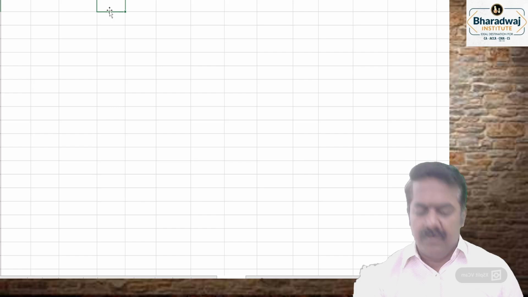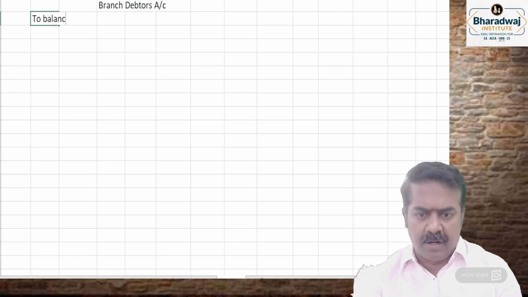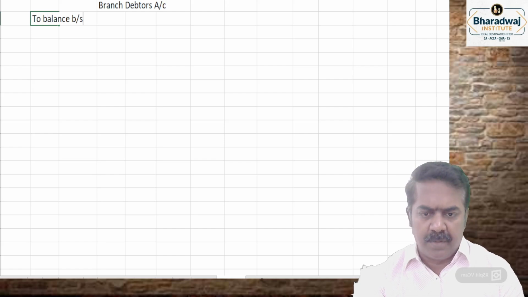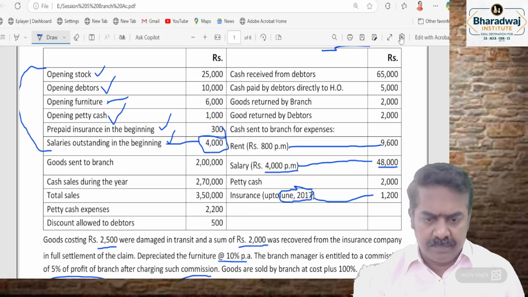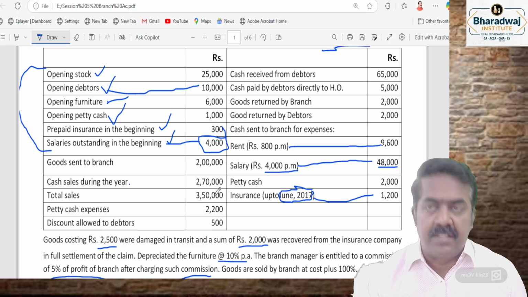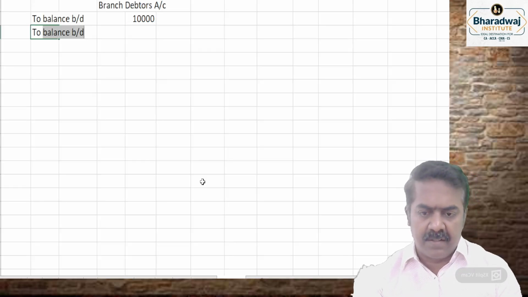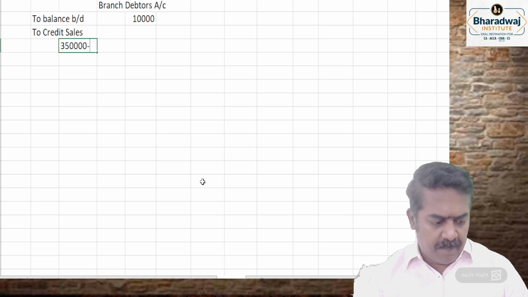Okay, start. Which account we have to prepare first? Branch debtors account. To balance brought down. What is the opening balance given? 10,000. Then cash sales 2,70,000 given. Total sales 3,50,000 is given. So what will be the credit sales? 3,50,000 minus 2,70,000, that is 80,000.